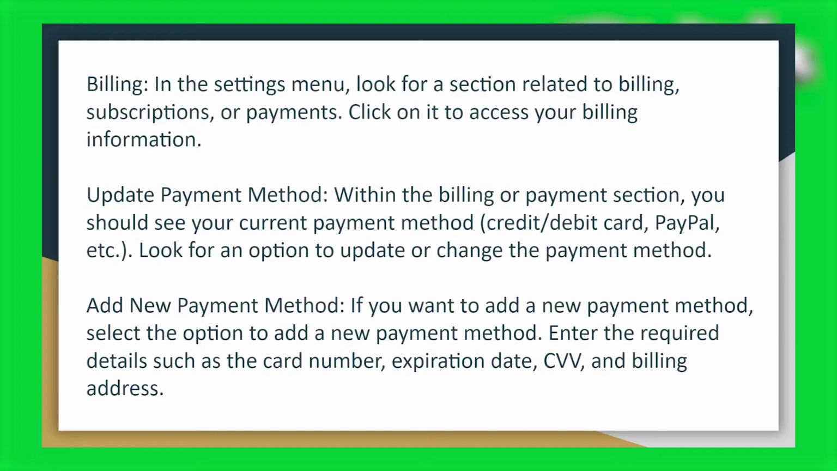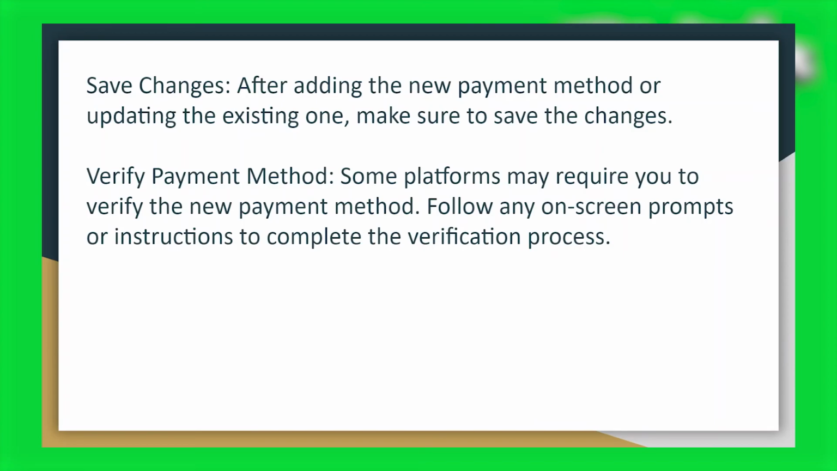If you want to add a new payment method, select the option to add a new payment method. Enter the required details such as the card number, expiration date, CVV, and billing address. After adding the new payment method or updating the existing one, make sure to save the changes.